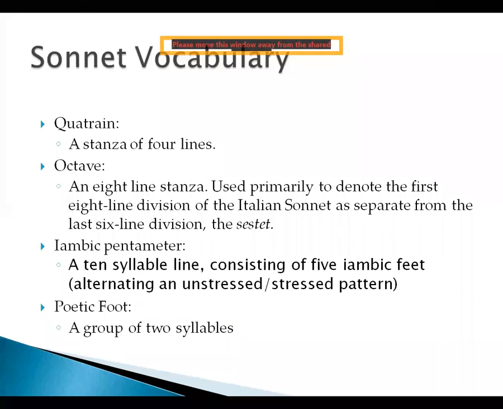Then another term is poetic foot. So basically, it is a group of two syllables. Now, what are the syllables, we'll also discuss it today or maybe tomorrow. We'll see.